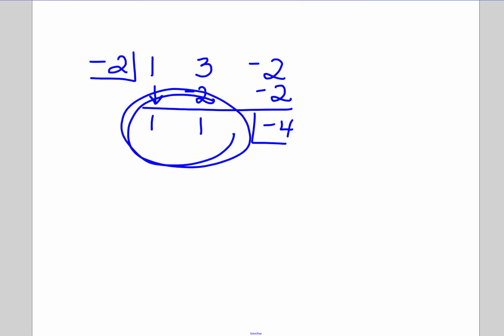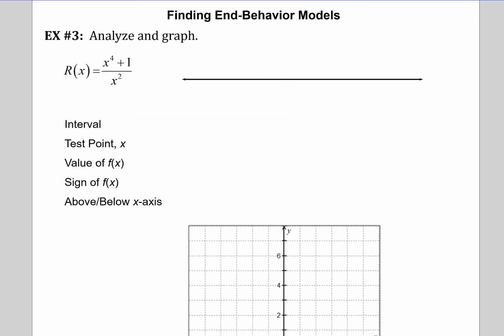Okay, here's another one, example 3. We've got x to the 4th over x squared. So you know x can't be 0 because that becomes a vertical asymptote. And this one we're actually finding an end behavior model. So by that I mean I want to divide x squared by x to the 4th.